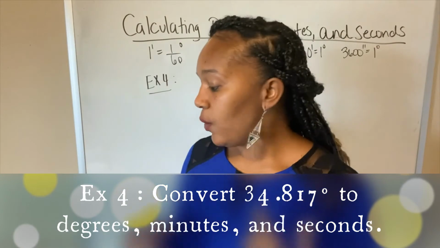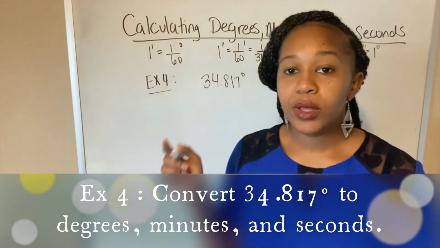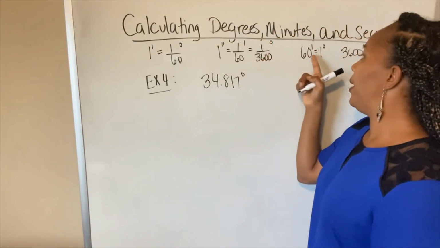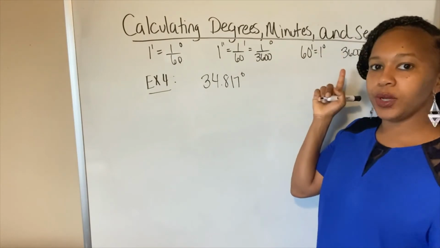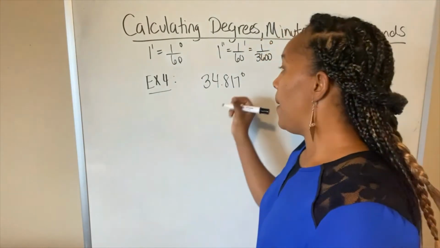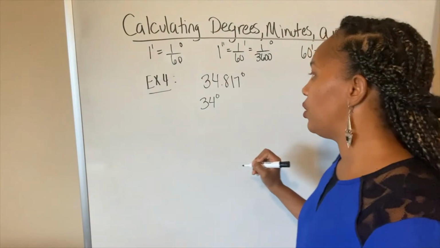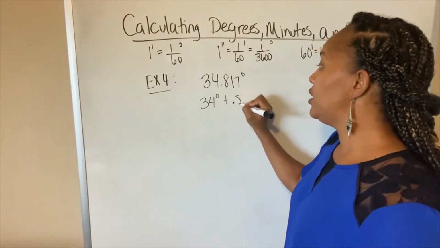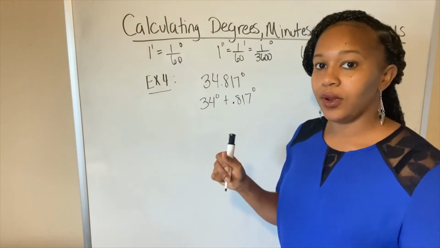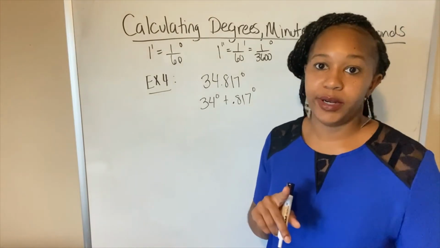Alrighty. So we are going to use the same conversions as before. The fact that 60 minutes is 1 degree and 3,600 seconds is 1 degree. But the way we're going to do it is we're going to break this up. So we know that the degree part that we have is 34 degrees. And the decimal part is the part that's going to become minutes and seconds. Okay. So the first thing we want to do is take this 0.817 and convert it to minutes.